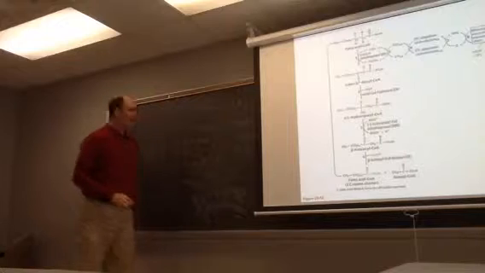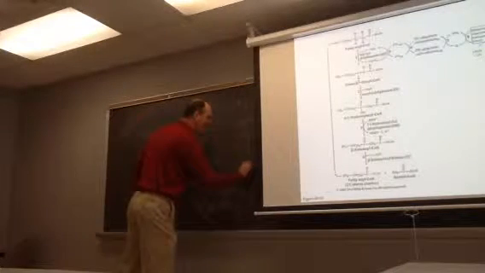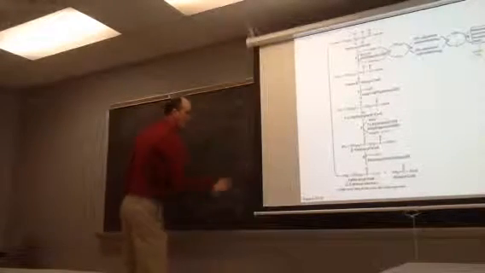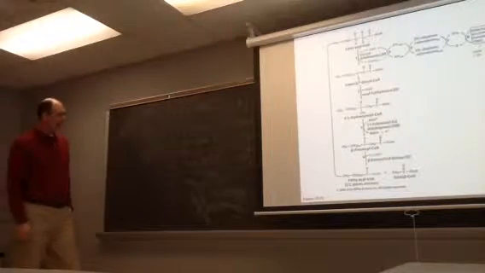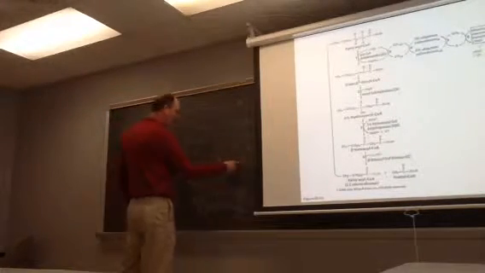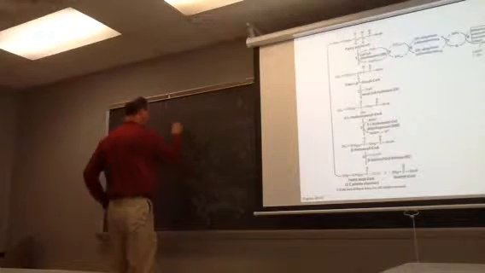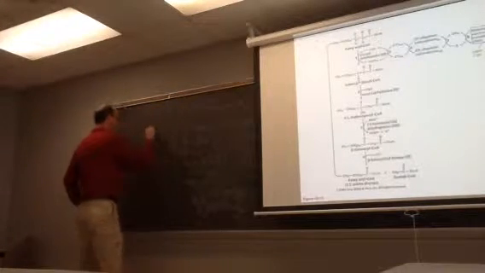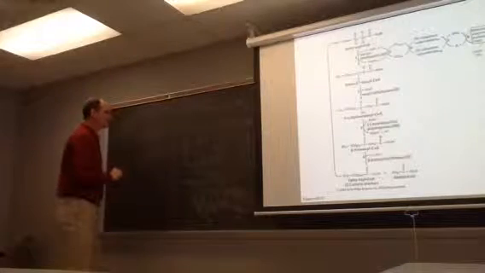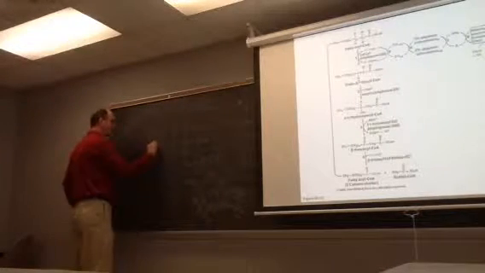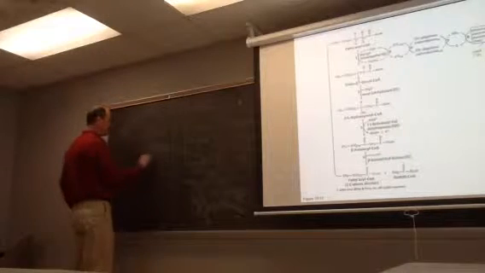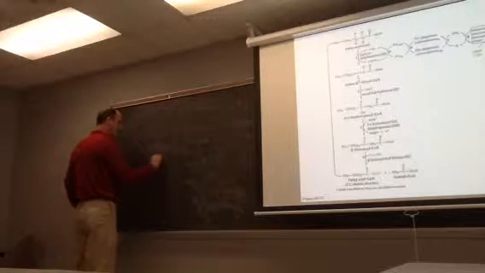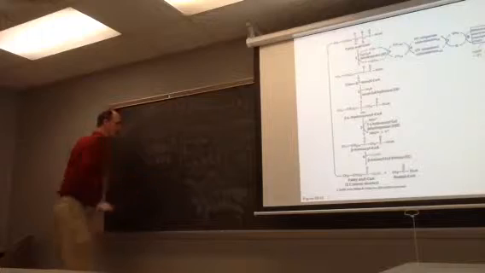So in the end, we get a total of 9 acetyl-CoAs out of that. Each of those, for 8 of them, right, we did this 8 times, so that's 8 FADH2s and 8 NADHs.